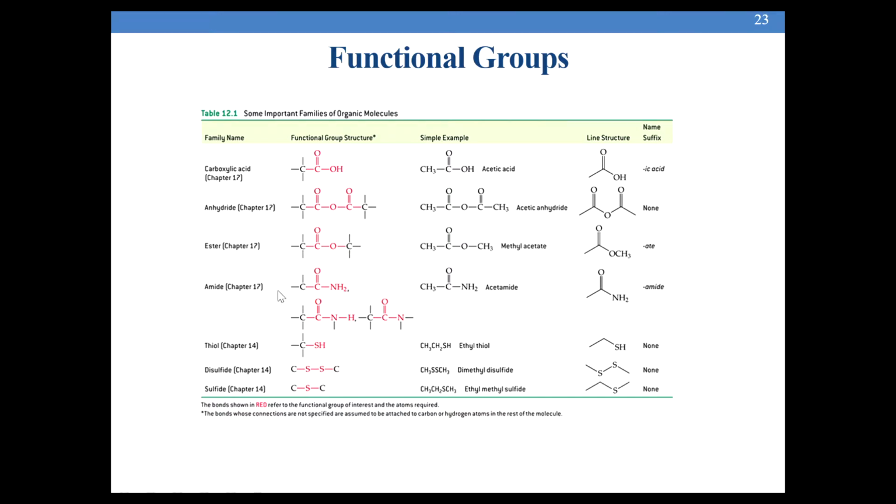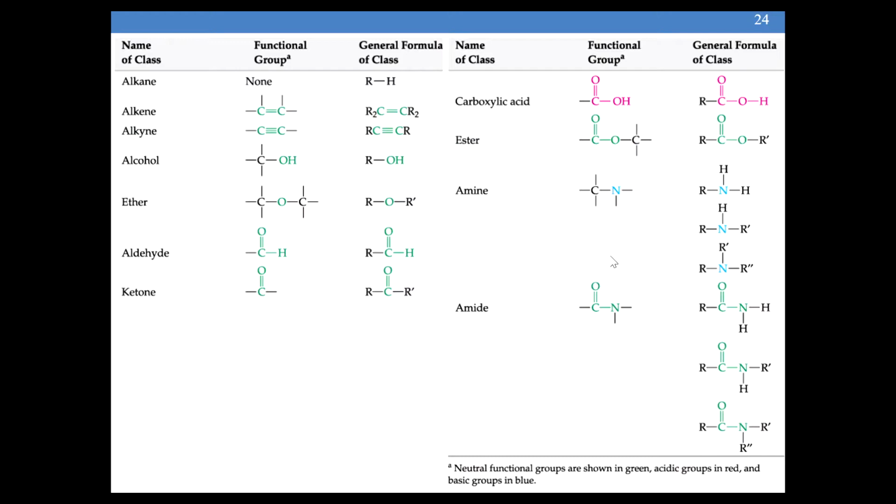So if you see, for example, that an ester has a carbon double bonded to an oxygen, and then another oxygen, and then another carbon, it actually shows an example in the condensed format, and then a line structure format, okay? So a lot more examples from the table in your book, whereas this table just shows you the functional groups and defines them for you, okay?